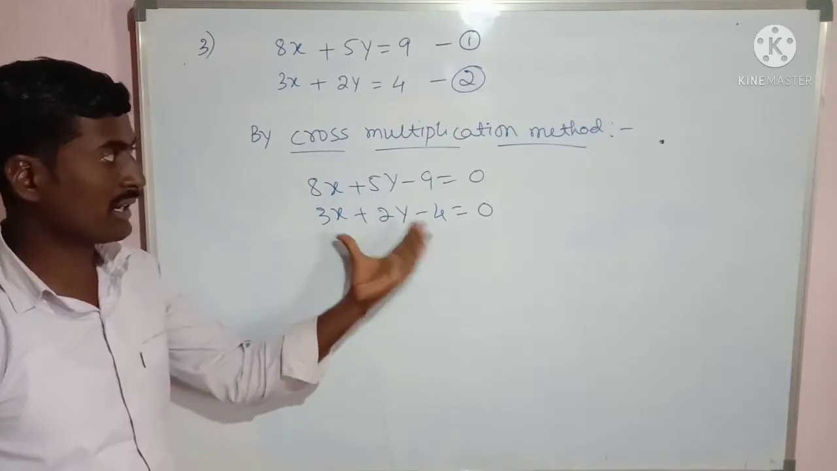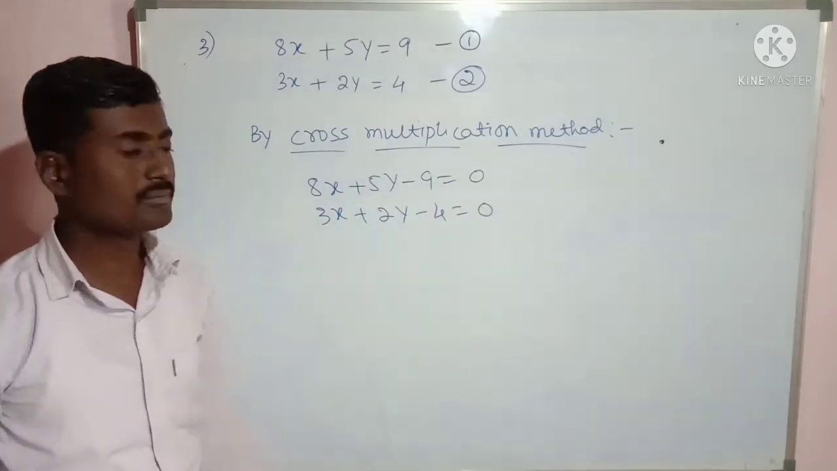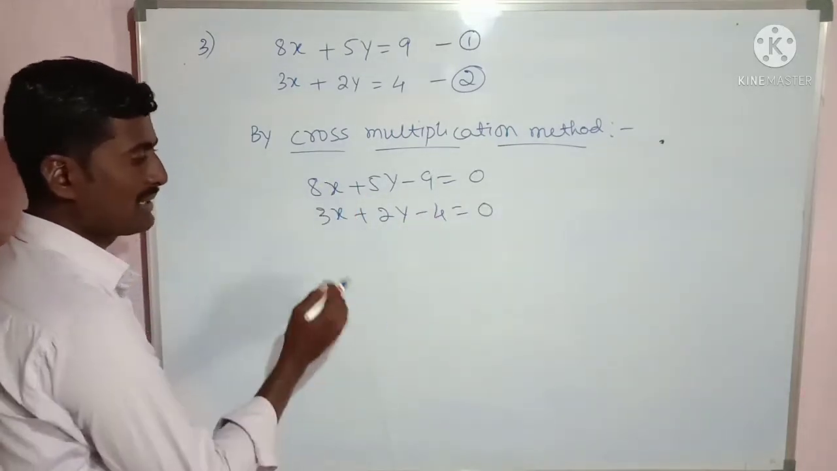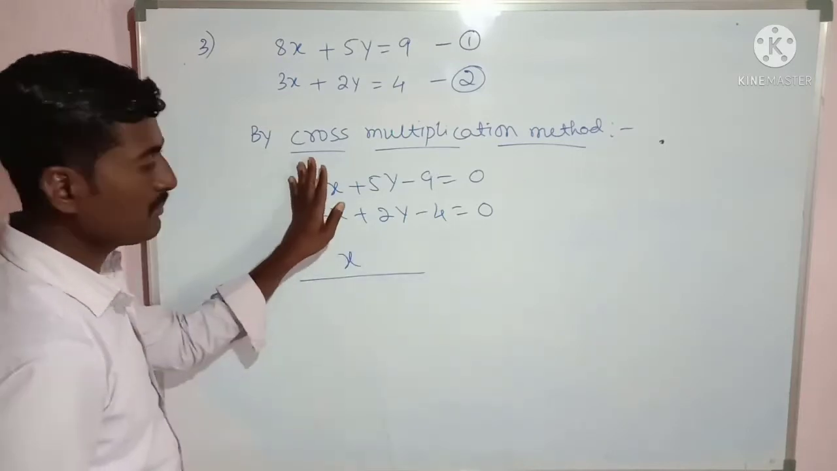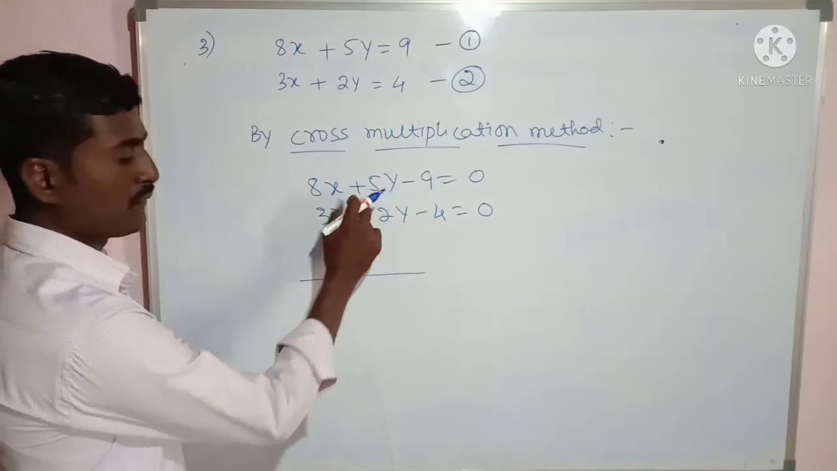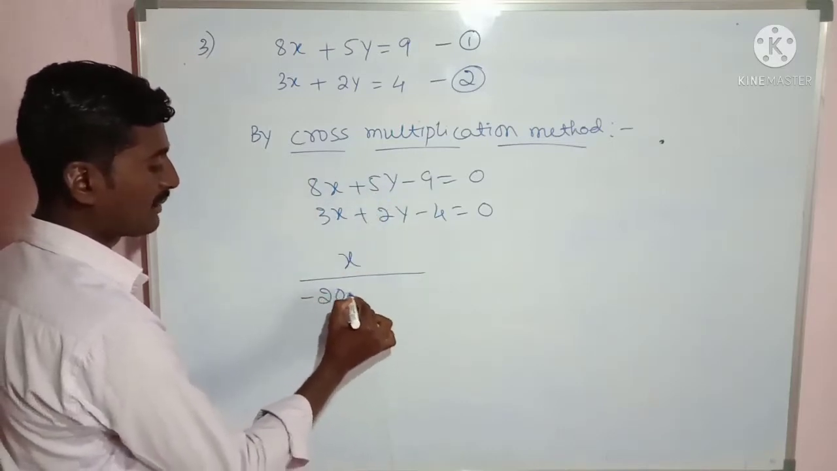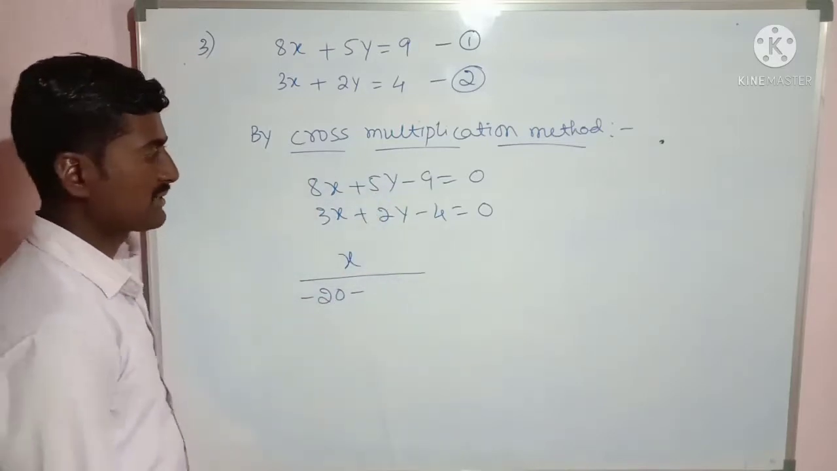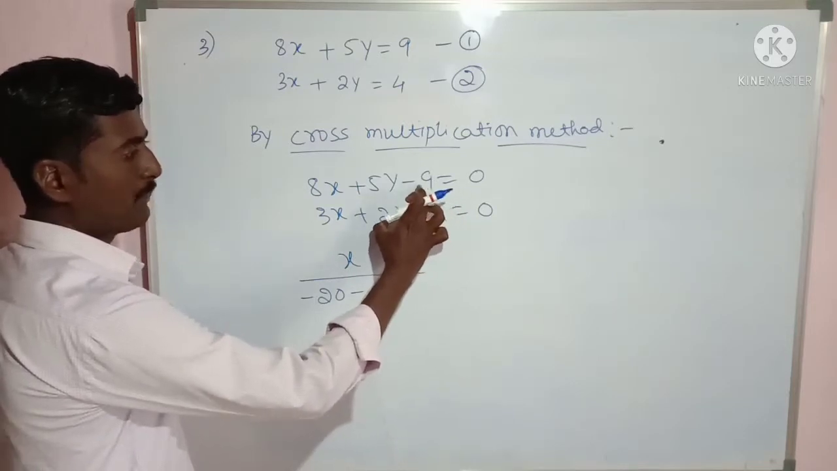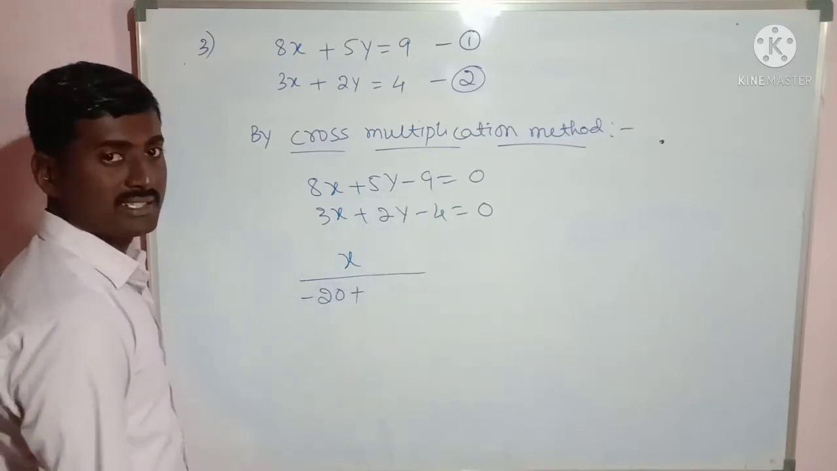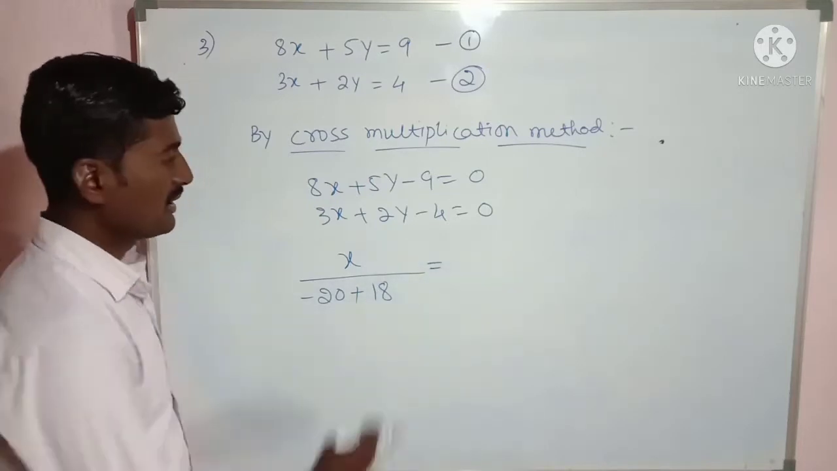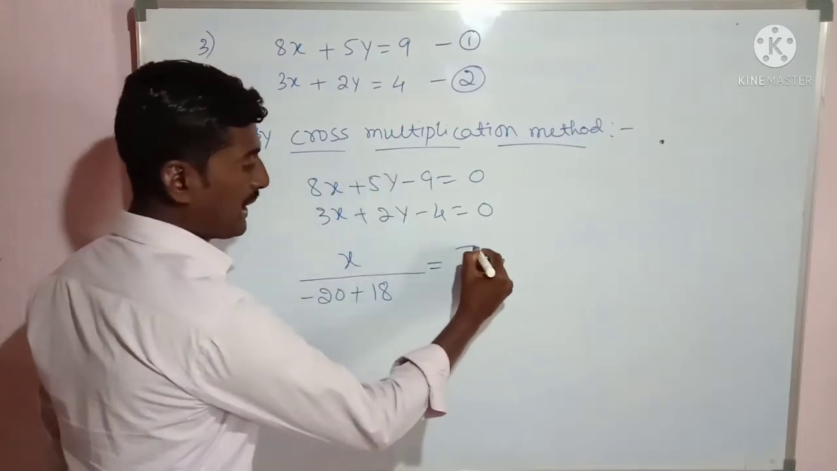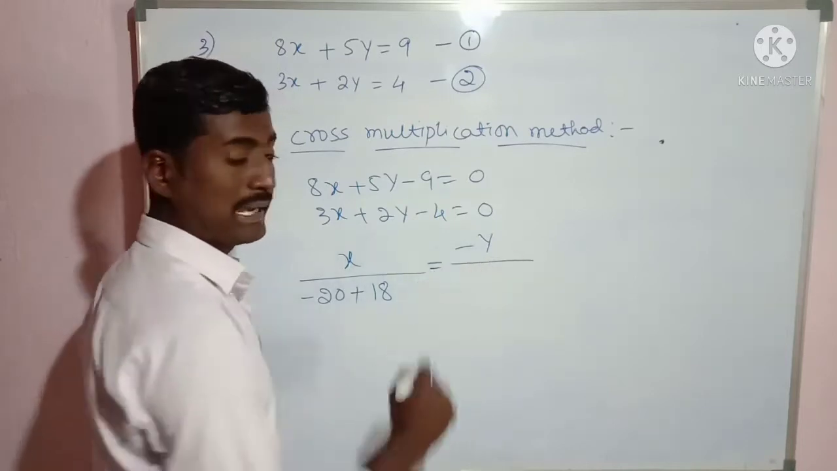First you should write it in an equal to 0 form. Now the first variable is x. X divided by, leave this term, minus 4 into 5, that is minus 20. 5 fours are 20, minus. Multiply this. Minus 9 into 2. Minus into minus it is plus. 9 twos are 18, is equal to. Next the second variable is y. For that I should write minus y.